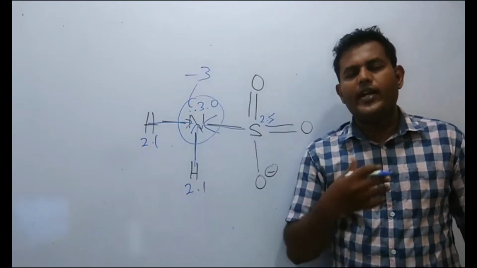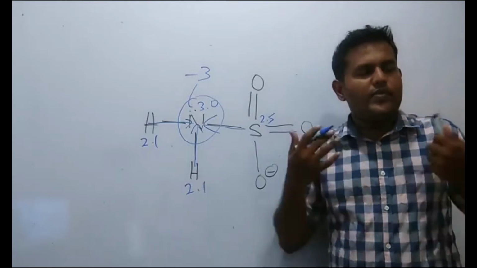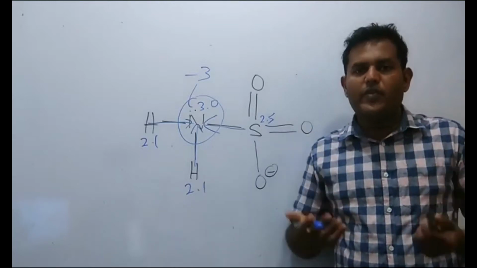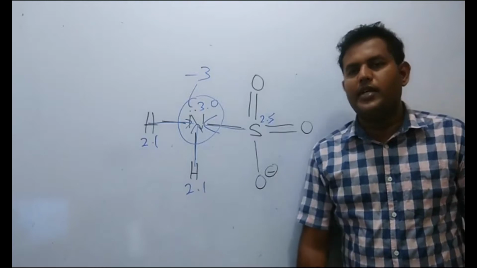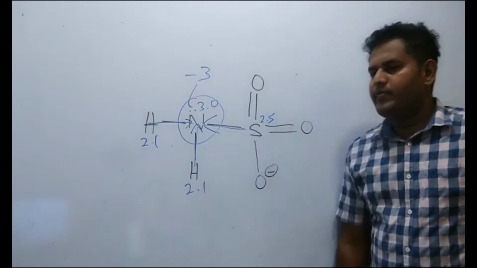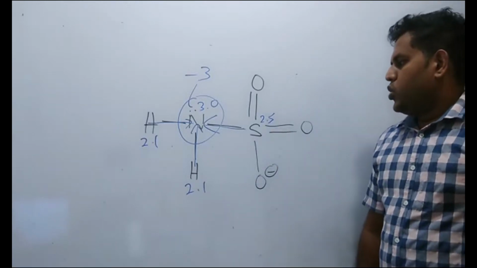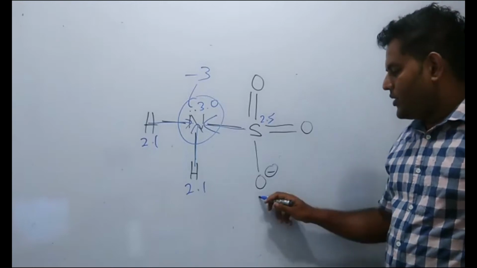Electrons coming to me means my electrons increase. Electrons increasing means becoming rich in electrons, in a negative way. Right. What about sulfur? Oxygen electronegativity is 3.5.